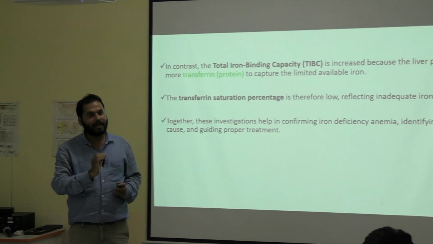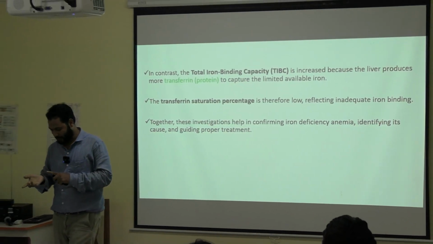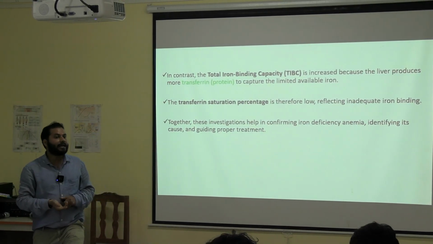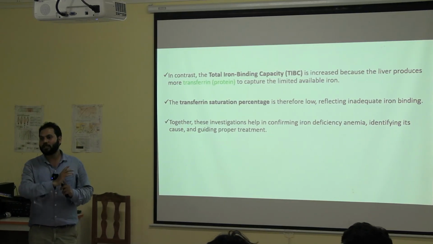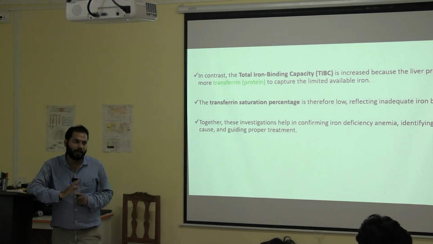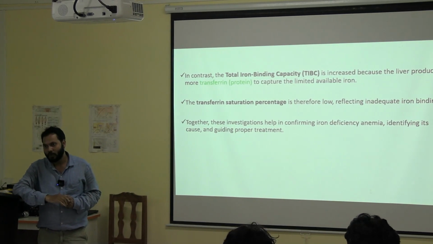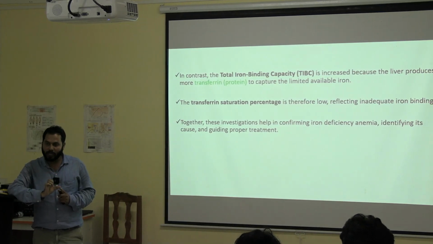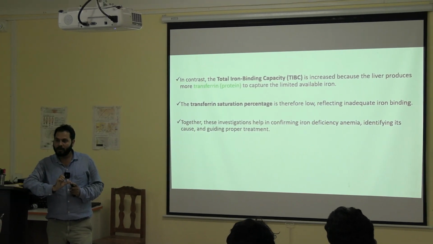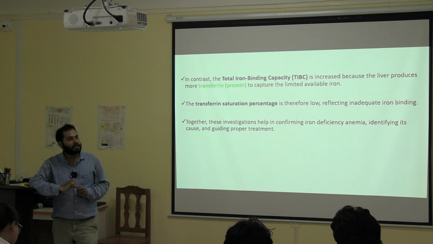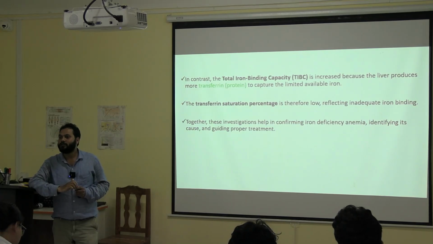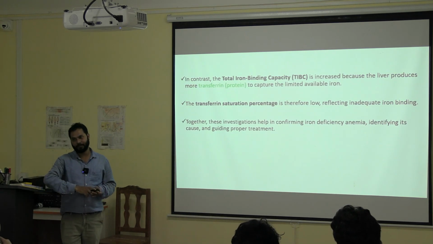So this is again another important marker that is used for the diagnosis of iron deficiency anemia. So these are the most important indicators that are generally used for the diagnosis of anemic condition. Okay, thank you.